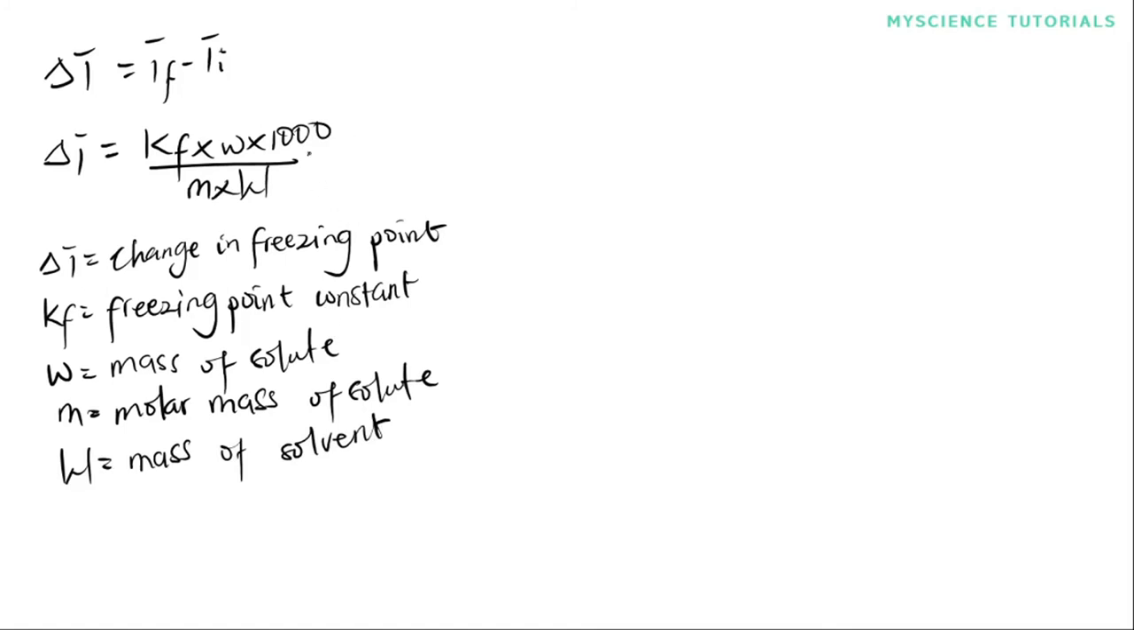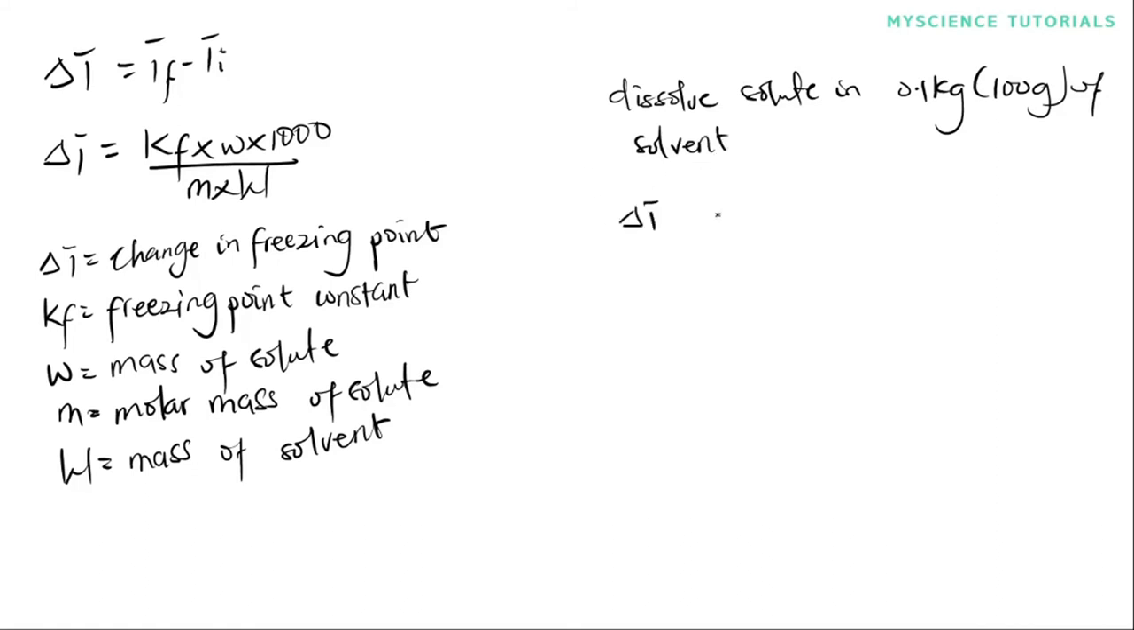Now we have 1000 over here because ideally we dissolve the mass of the solute in 1 kilogram of the solvent. Now there are instances where we may dissolve the solute in 0.1 kilogram, or 100 grams of the solvent. When that happens, our freezing point depression becomes Kf multiplied by W multiplied by 100 over small m times capital W, where all the other parameters have the same definition. The only difference is here is 1000 and here is 100. So for the 1000, it means we dissolve the solute in 1 kilogram of the solvent. But where we have the 100, it means we dissolve the solute in 0.1 kilogram or 100 grams of the solvent.